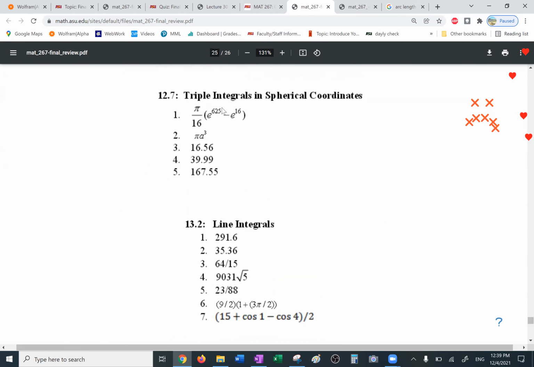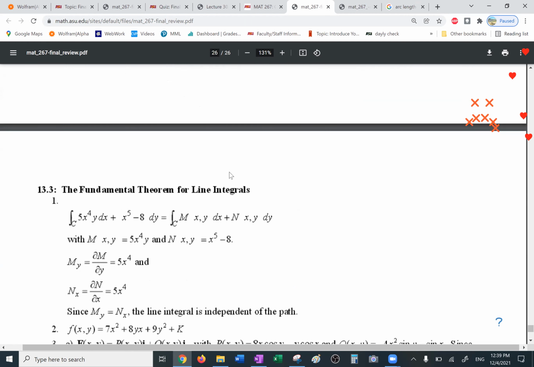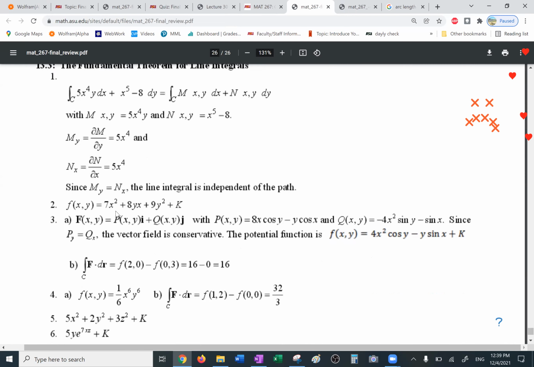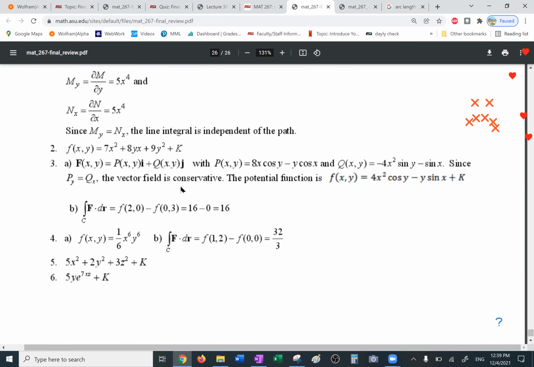Line integral is the typical integral, but not over the x from a to b. It's over the line, and that's why it's so complicated. How to integrate something over something that is already curling like a line. Fundamental theorem of calculus for line integrals is the same idea, end minus the start. And then Green's theorem. Then surfaces.